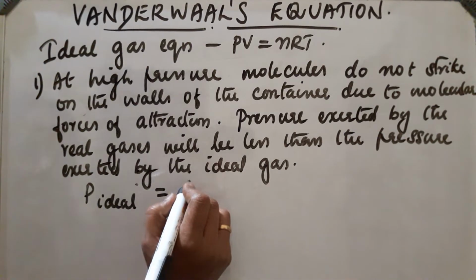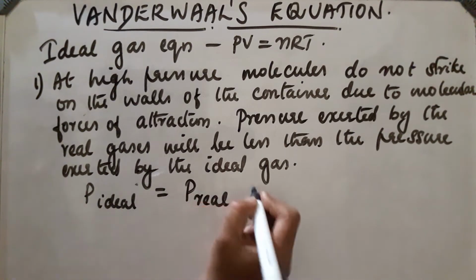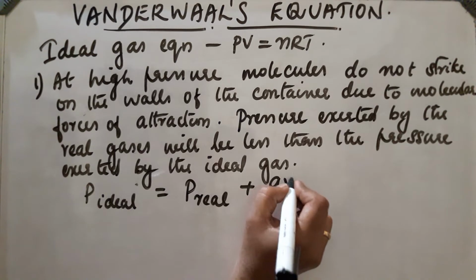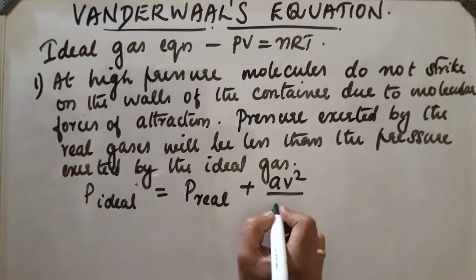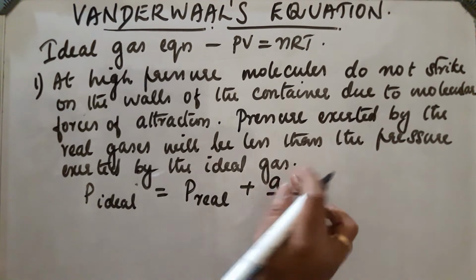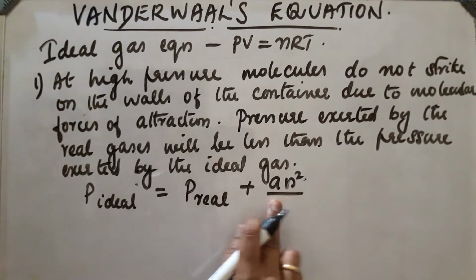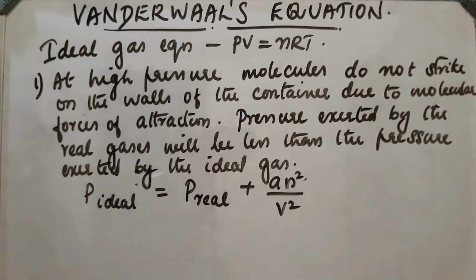So, P ideal will be equal to P real plus a correction factor, a n square by V square. This is the correction factor we are adding, where a is the Van der Waals constant, n is the number of moles and V is the volume. So, this correction factor we have to add to the pressure exerted by the real gas, then we will get the pressure exerted by the ideal gas. This is the first term.